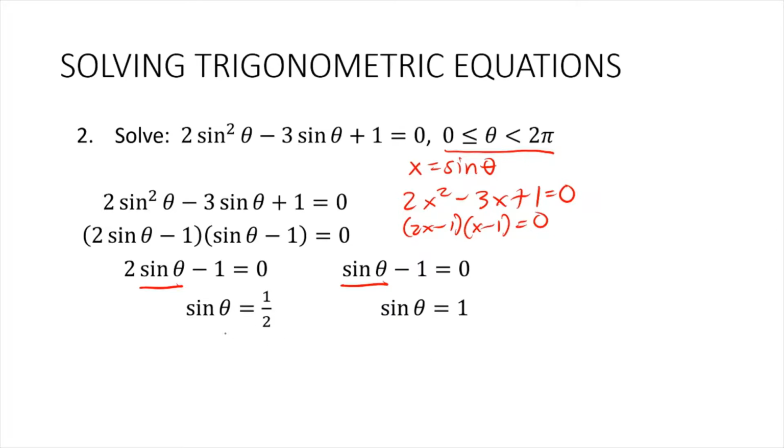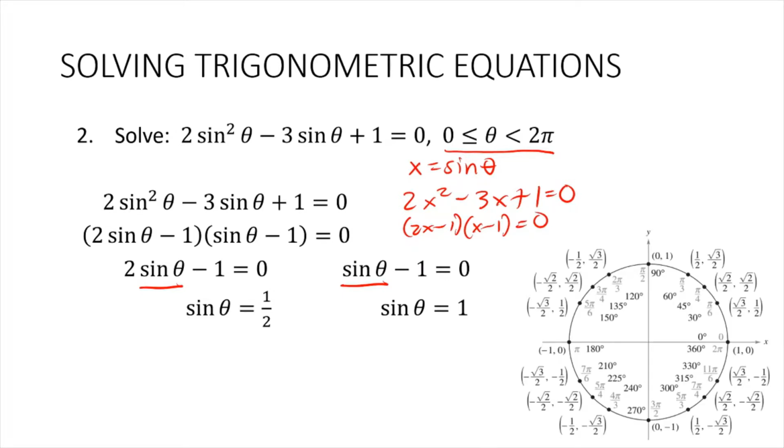All right. For the first one, what angle theta whose sine function is equal to 1 half. And then for the second one, what angle theta whose sine function is equal to 1. Again, let's refer to the unit circle. Let's look for y components that are equal to 1 half and equal to 1. Okay, so we have here 30 degrees or pi over 6. So the y component is 1 half. All right, and then we have here 90 degrees or pi over 2. Its y component is 1.